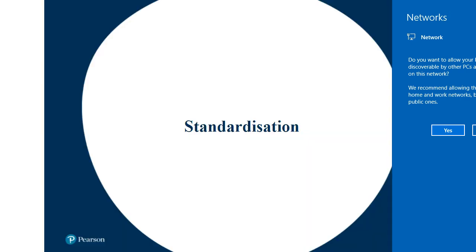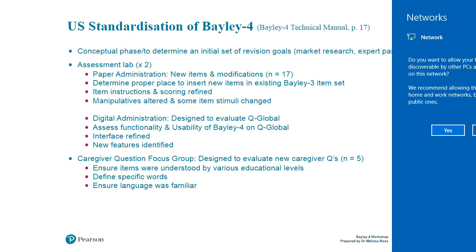In the next few slides, I will review the standardisation of the Bayley-4 so you can fully appreciate the validity and reliability of this very well standardised developmental tool. You can refer to the pages in the Bayley-4 technical manual as I work through the slides. It is important to understand how this test was made. Would we consider it to be a reliable and valid measure of development?